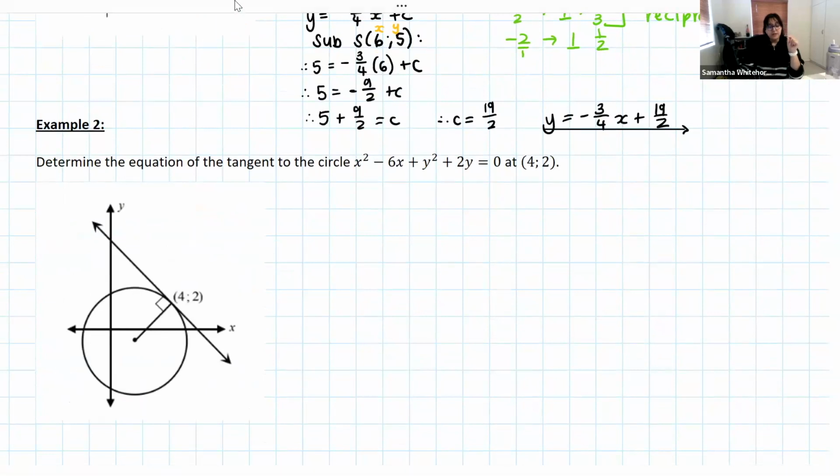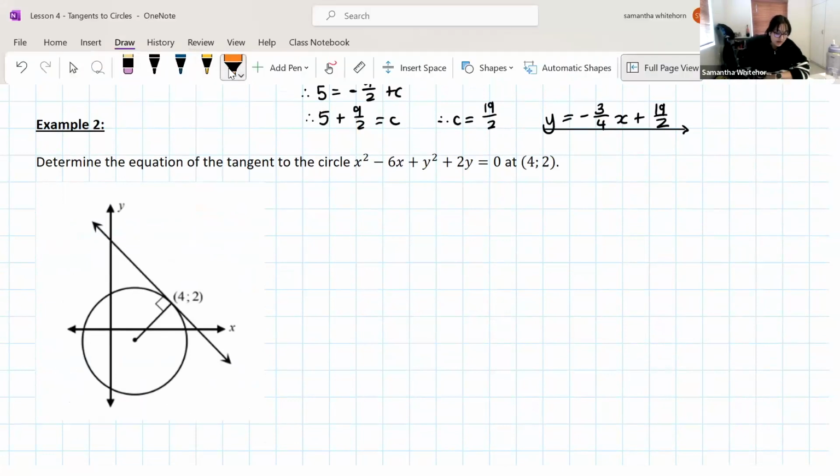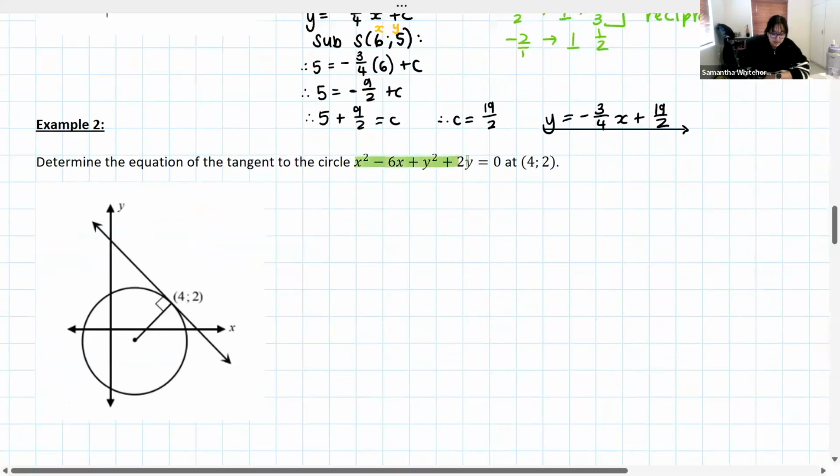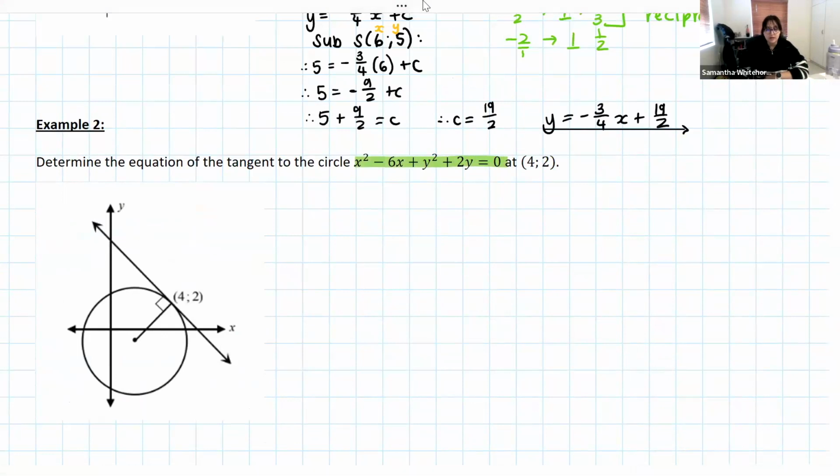Now, I have to find the center based on the form of the equation that I was given. So what I mean by that is x squared minus 6x plus y squared plus 2y equals 0. What do I need to do to find the center of my circle?